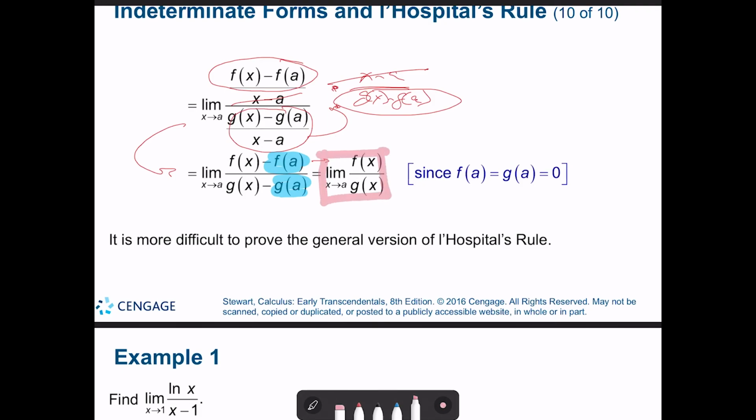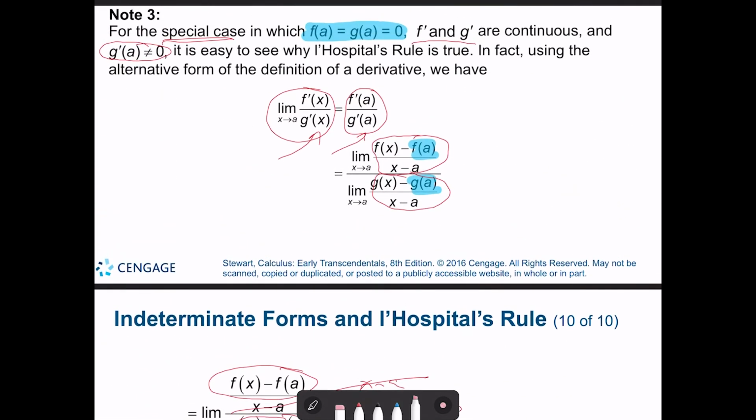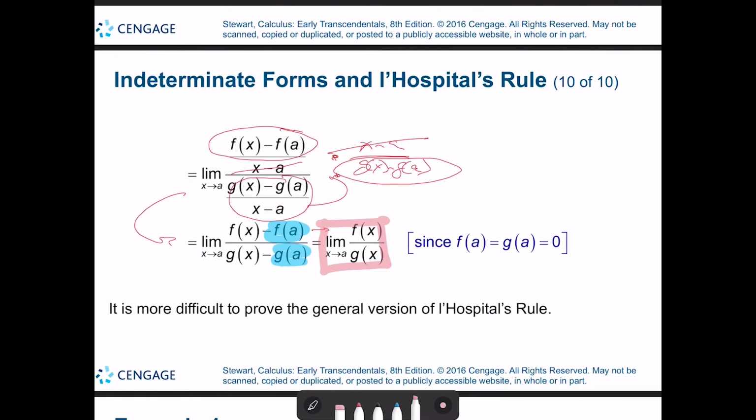The limit as x approaches a of f of x over g of x equals the limit as x approaches a of the derivative of f over the derivative of g. See the prime symbols there? Don't see the prime symbols in here.